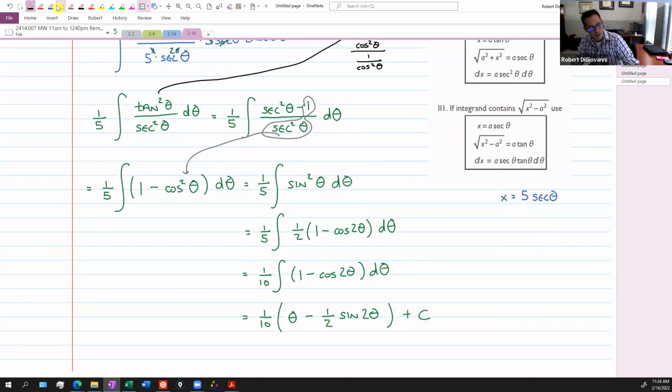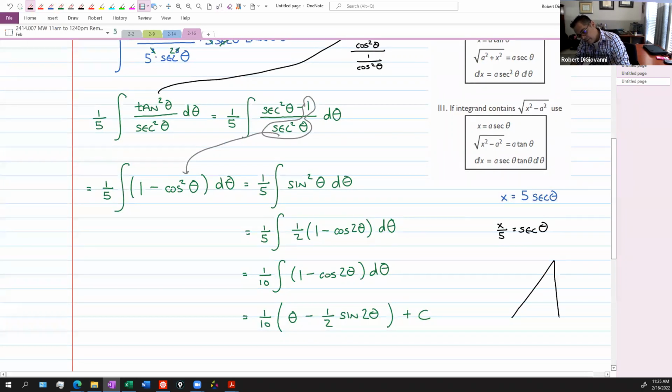This becomes x over 5 equals secant theta. So if I go to a triangle, call this theta, secant, we did this last problem. This should be hypotenuse over adjacent. So this should be x, this should be 5. And then solving for the other side, we should get square root of x squared minus 25.